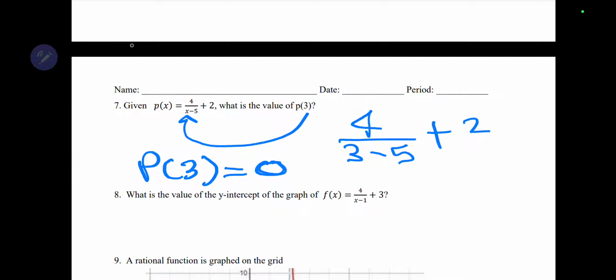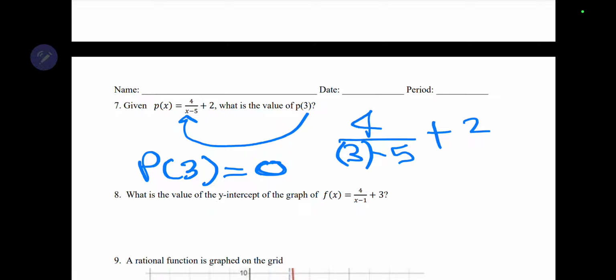All right, and then next one, actually 1 second. And then I will add little parentheses. Usually put parentheses around the number you're plugging in.